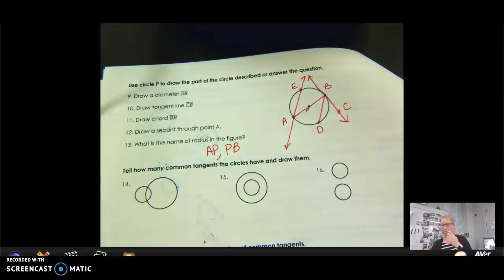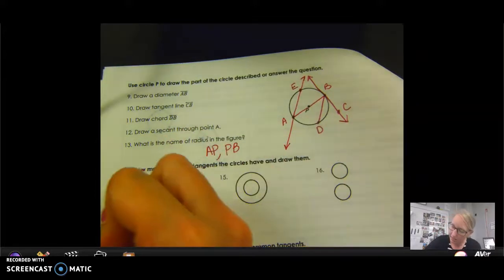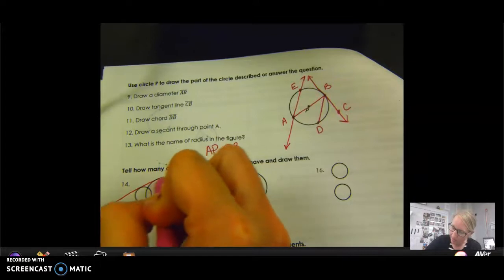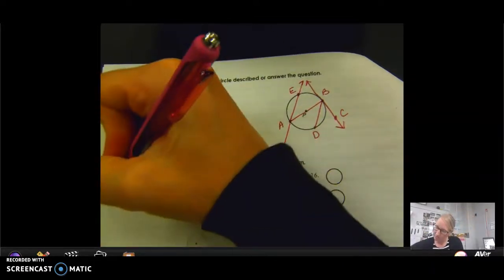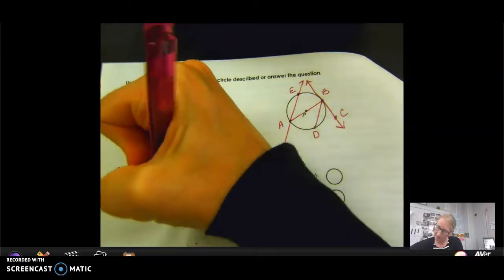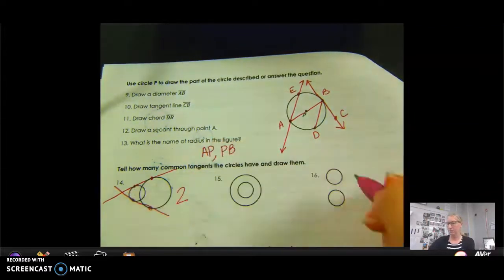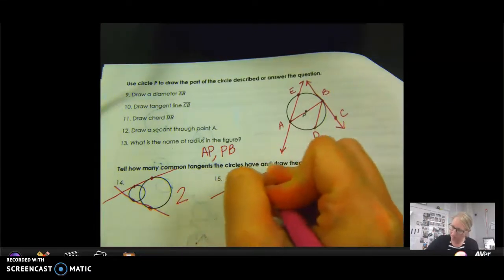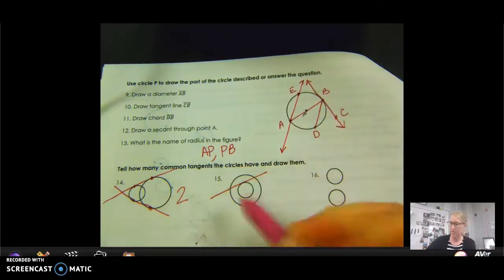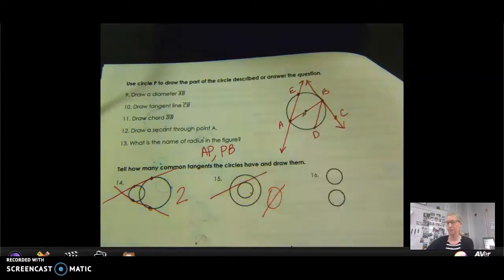Tell how many common tangents the circles have and draw them. Common tangents, remember, they can hit the circles at one point. So I can draw a common tangent there because it hits there and there. I could draw a common tangent here that hits here and here. I couldn't go this way because it wouldn't hit that smaller one, so this has two. Now, if I were going to draw a common tangent here, remember it hits at one point. There's no way I could hit the inner circle at one point and the outer circle at just one point, so this one has 0.